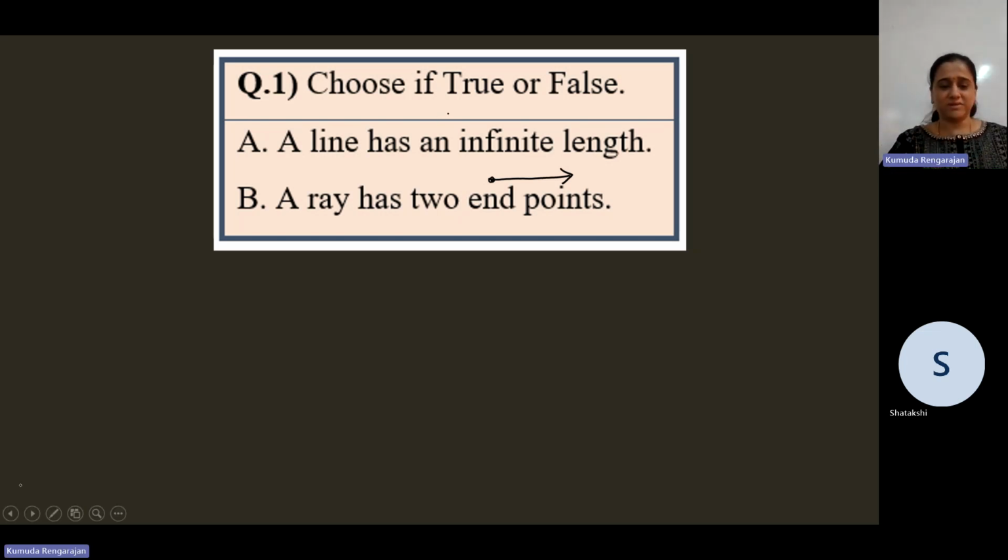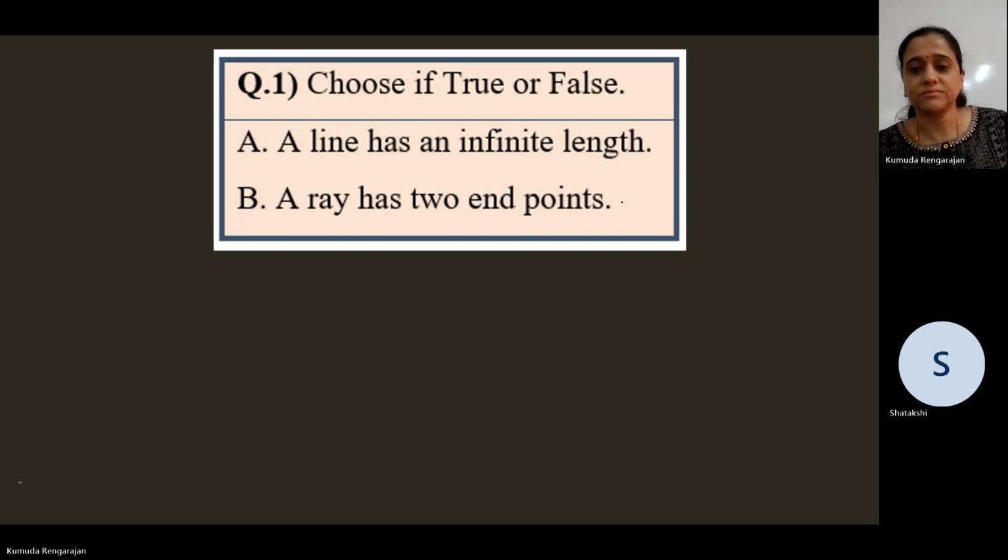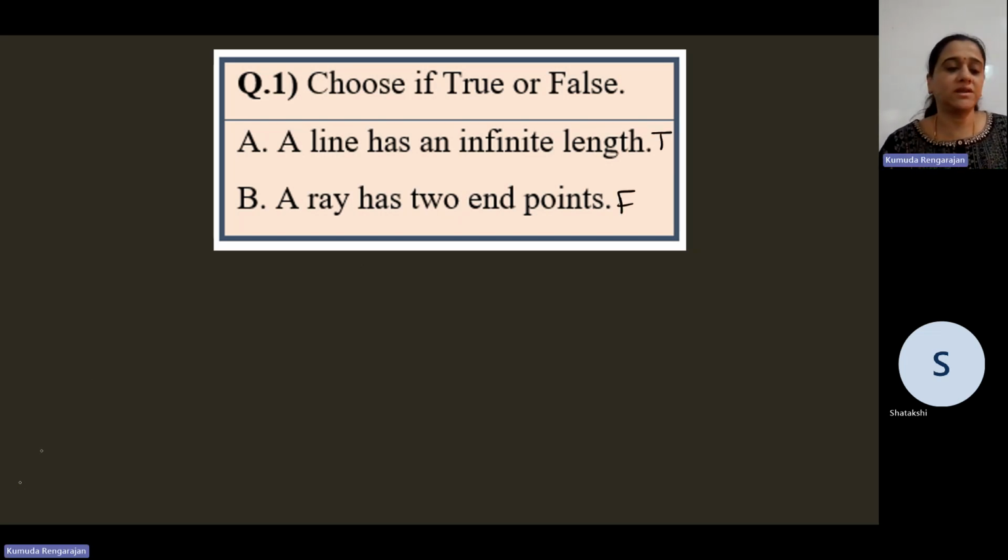You can write the correct statement. Here it's not asked, but you can write the correct statement. A ray has only one endpoint, not two endpoints. So the second statement is false. The first one is true. A line has an infinite length.